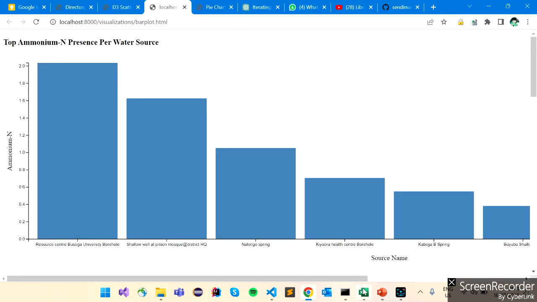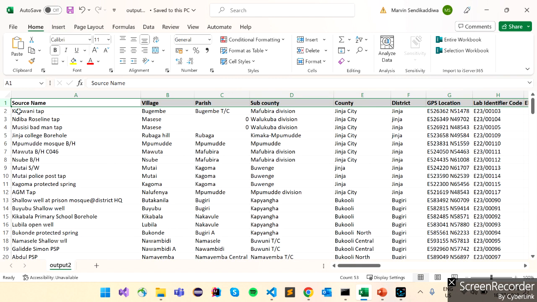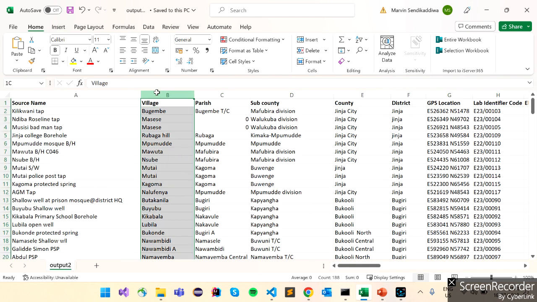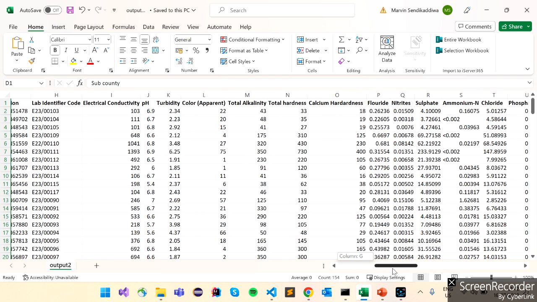Before we dive into the visualizations, let me first walk you through the raw data. This is the raw data that I used to come up with those visualizations. We have the source name, village, parish, as well as other values such as the turbidity of the water, the color, the electrical conductivity, the calcium hardness, nitrates, and other fields. All this data I'm going to present in visualizations in a smarter way.